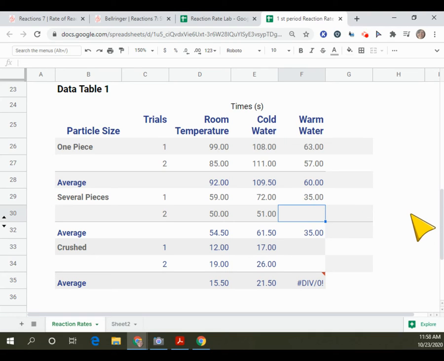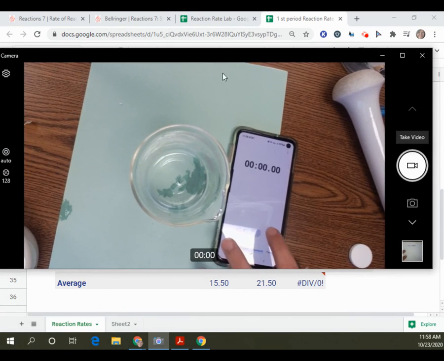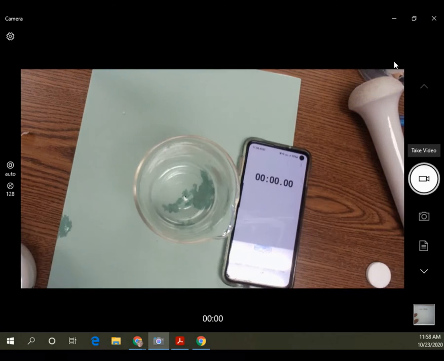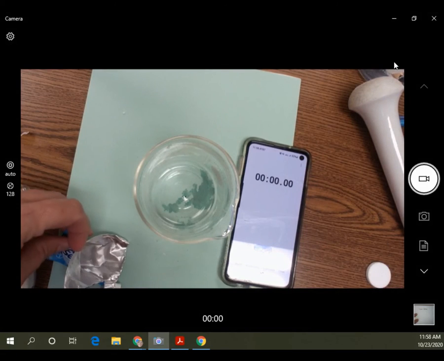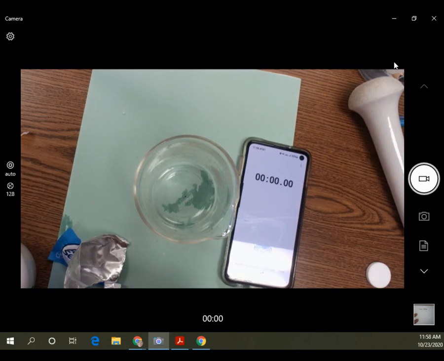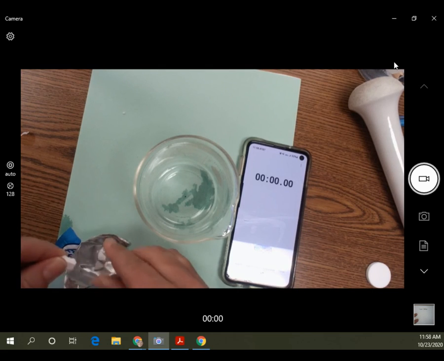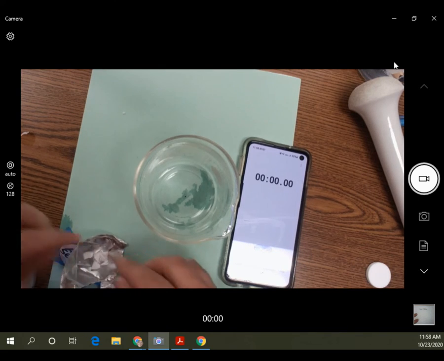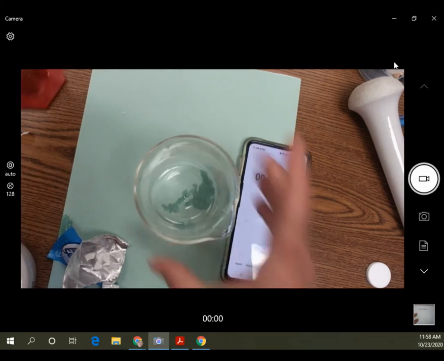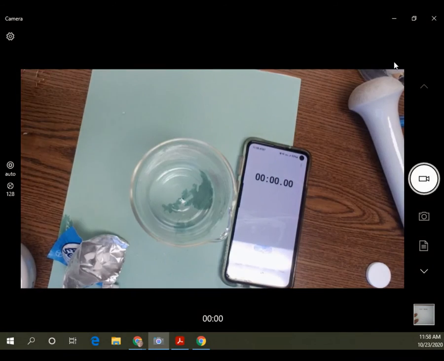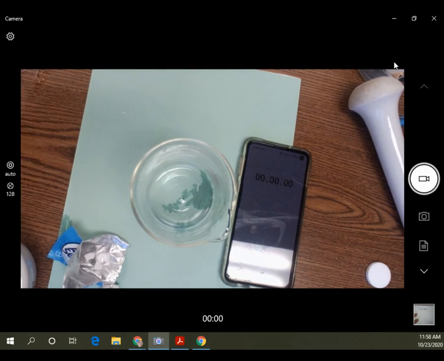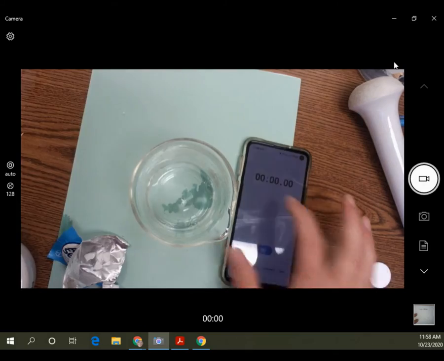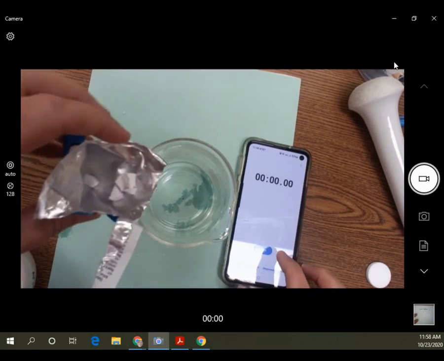All right, one more time with the several pieces. Let's go back to our camera. Reset. Go. We need our package so that we can break up the quarter piece. All right. We need our hot water. All right. Hot water. Several pieces. Ready, set, go.